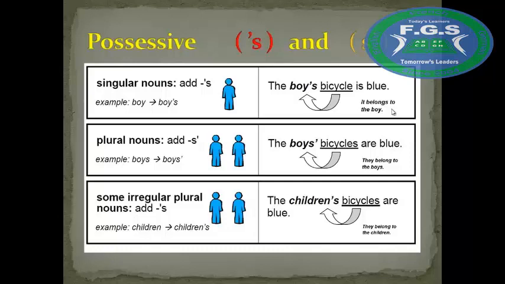But with irregular plural nouns, we have to add apostrophe s, like children, men, women, people. With these irregular plural nouns, you can't find s at the end of the noun. Look at this example. The children's bicycles are blue. The children here is an irregular plural noun, so we have to put apostrophe s.